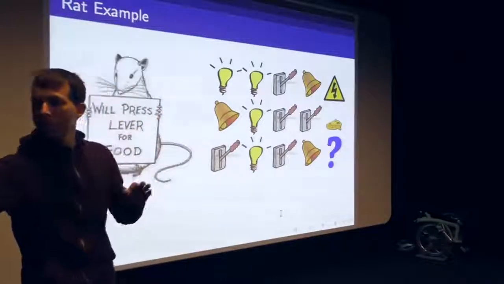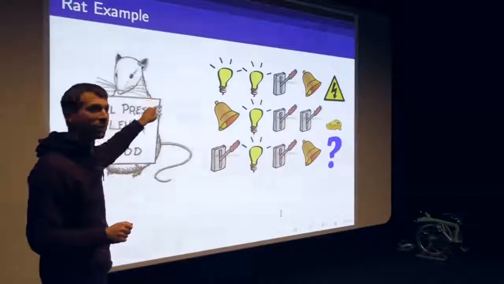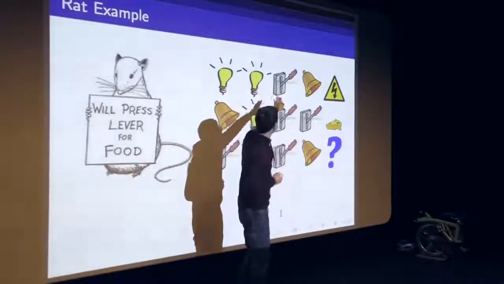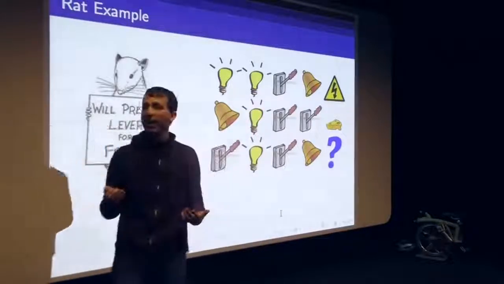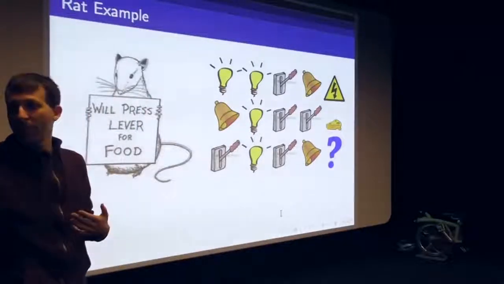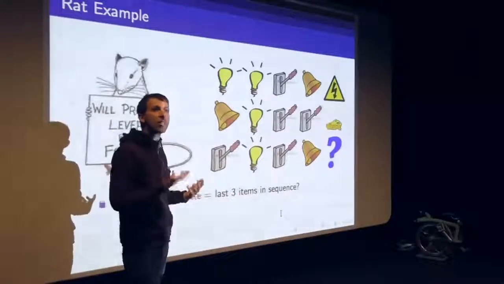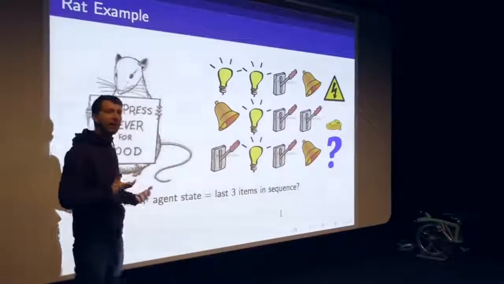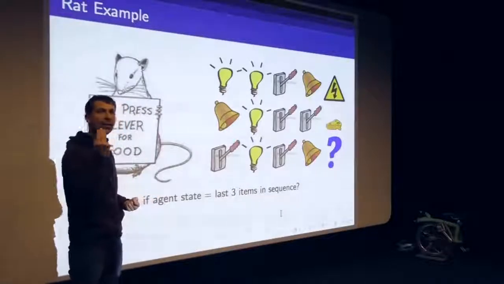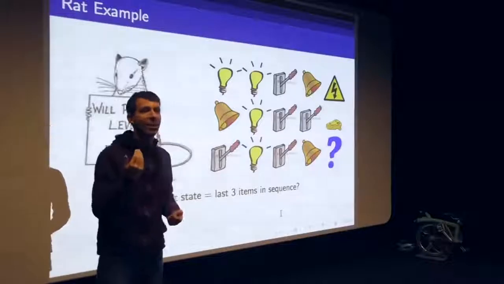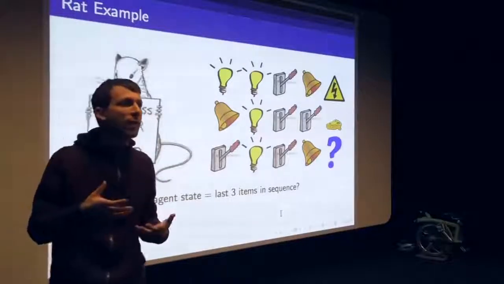Right, so the comment was that the recent history was the same. We've seen light, lever, bell here, and light, lever, bell here. So from the last three, we would expect there to be electrocution. Another way to say that is that if you're a rat and your agent state, the state that you're using to make your decisions, is the last three things in the sequence, then you would believe that you're going to be electrocuted. However, that's not the only choice for state.